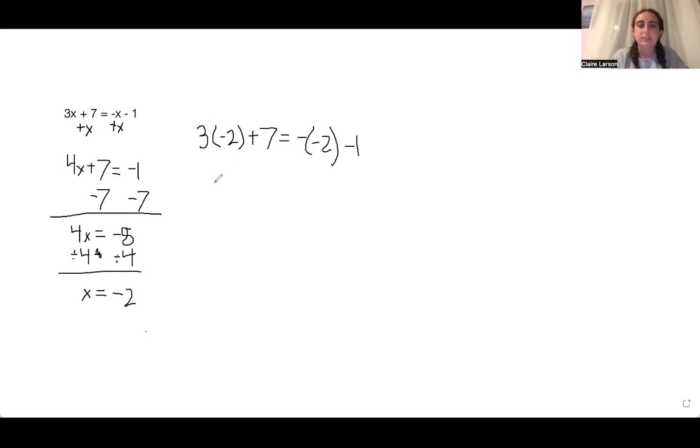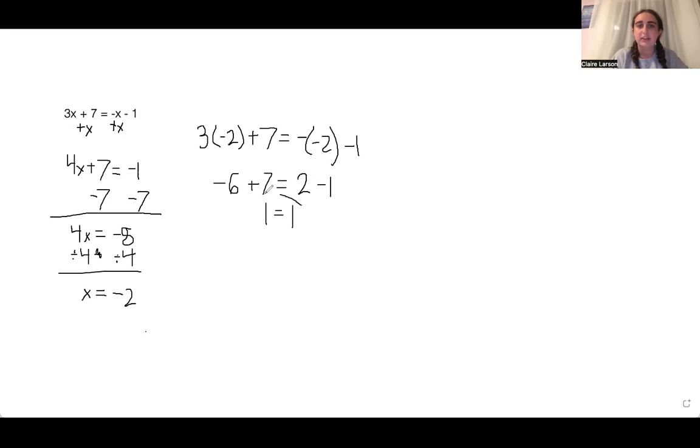So we're just going to solve this. 3 times -2 is -6. -1 times -2 is 2, because a negative times a negative is a positive. And then we're going to subtract 1 from that. And now it's like combining like terms like you would normally do. So -6 plus 7 is 1. And 2 minus 1 is 1.